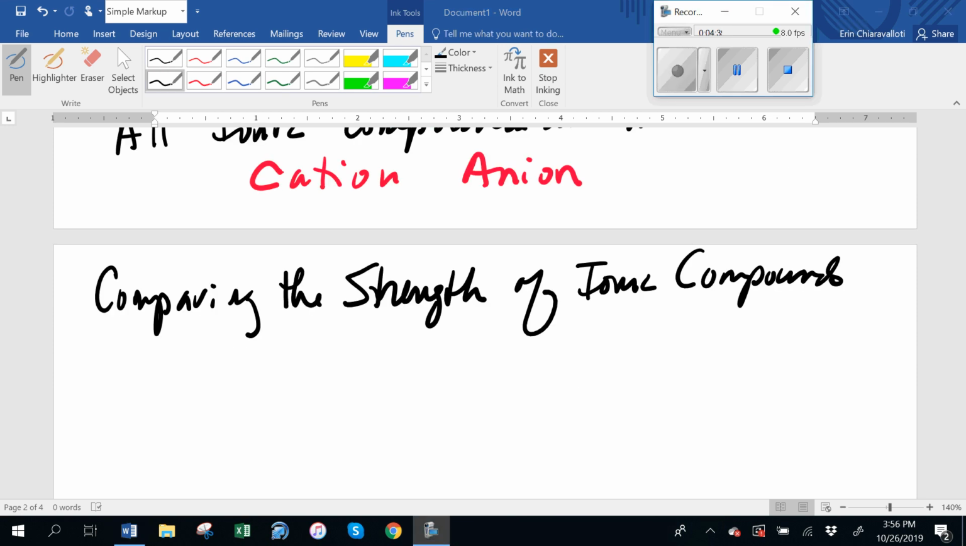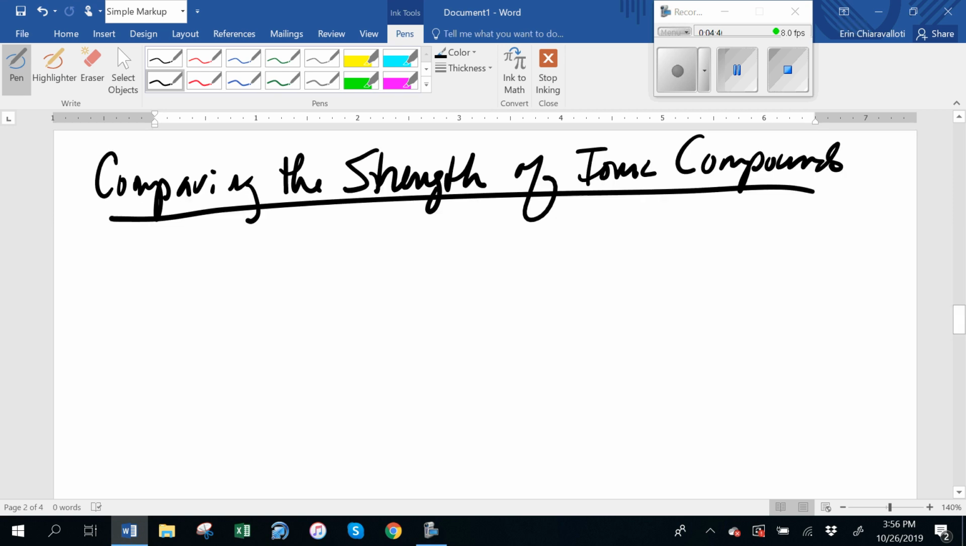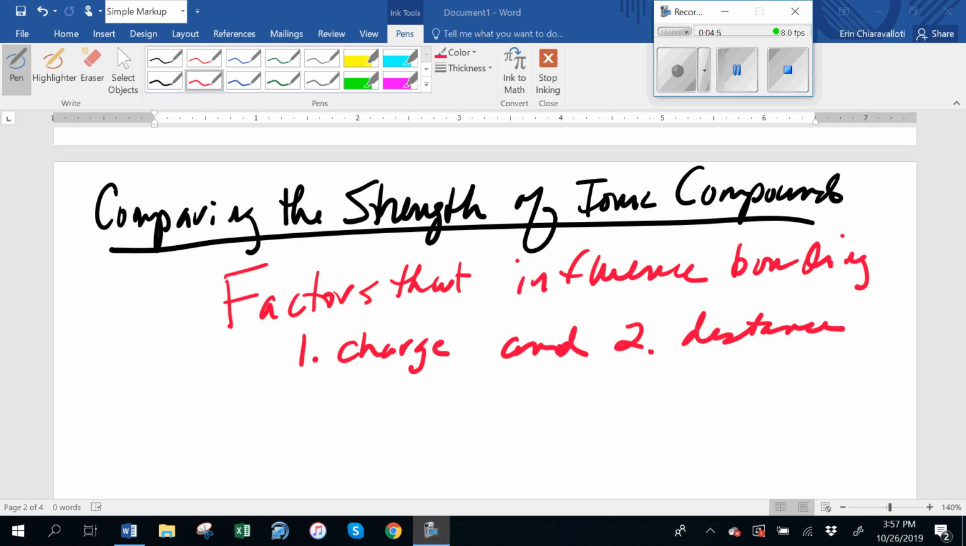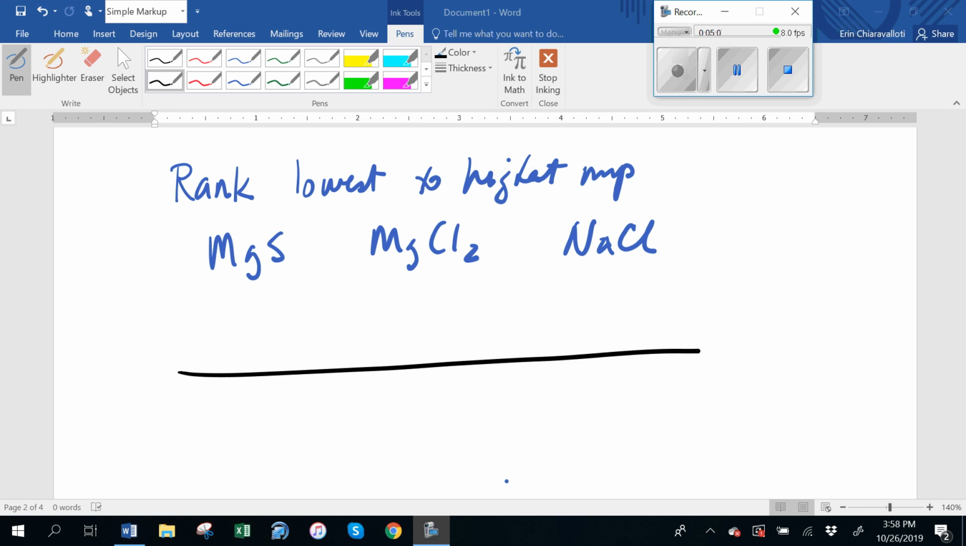So the next thing we want to do is look at and see how we can compare the strength of ionic bonds. That is, rank the strength of the bond that they have. So we're going to be looking at the factors that influence bonding, and that's going to be charge and distance. And again, we're going to be using Coulomb's law to make some comparisons. So what we're going to do is to compare a couple of compounds. So we're going to rank lowest to highest melting point: magnesium sulfide, magnesium chloride, and sodium chloride.